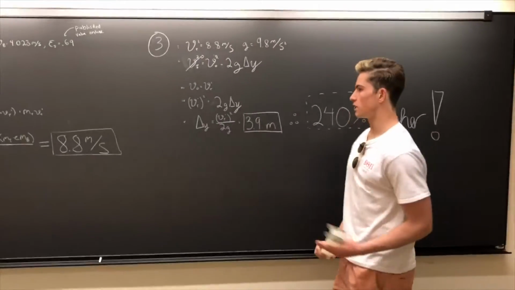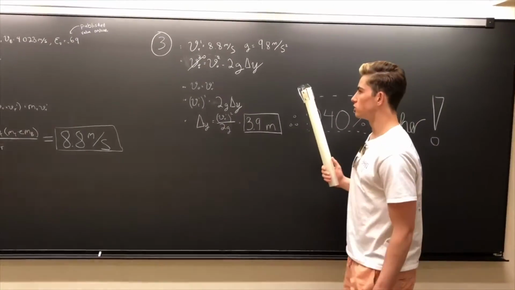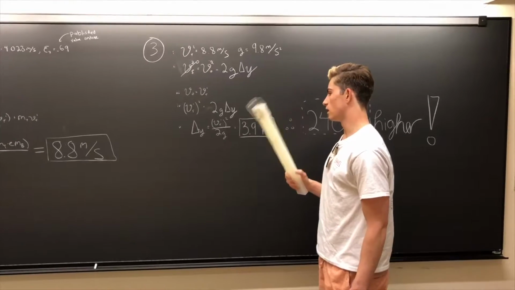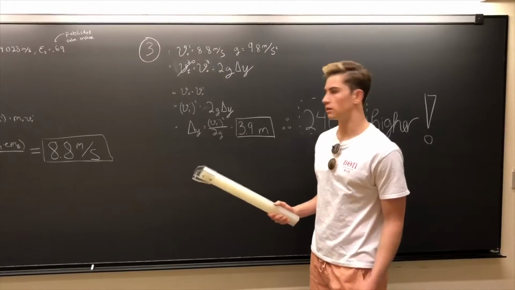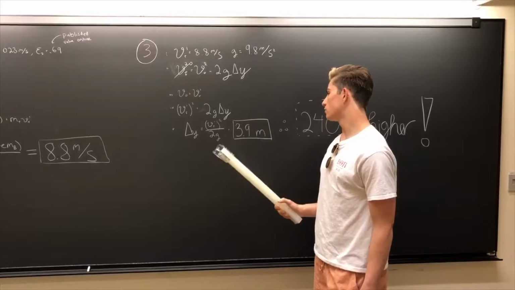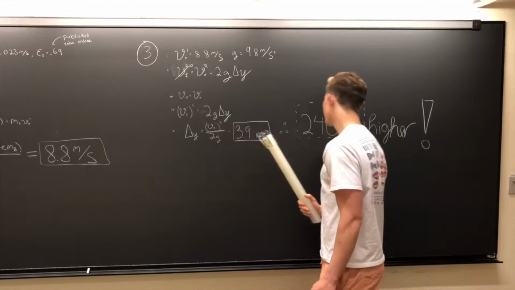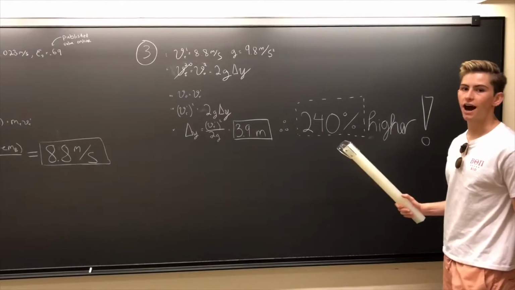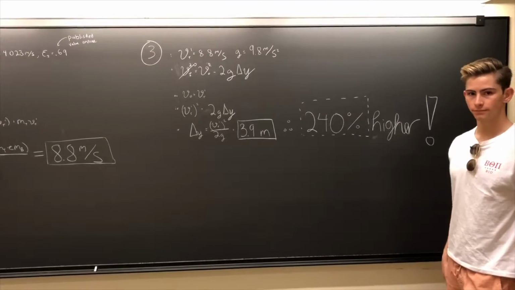Finally, we can use a kinematic equation to solve for the final height given the initial velocity of the tennis ball, and that comes out to 3.9 meters, which is 240% higher than it was initially dropped from.